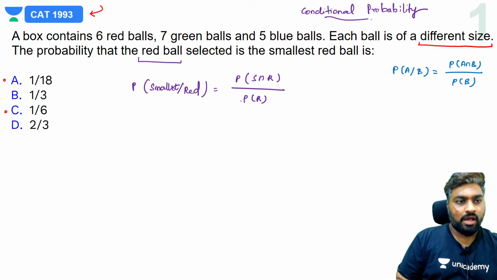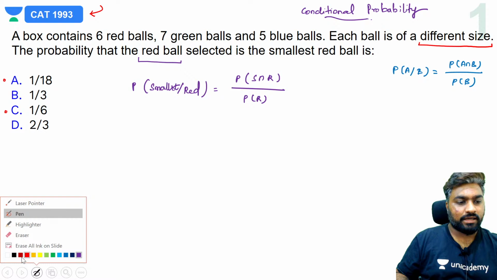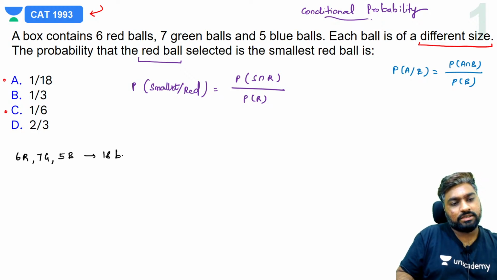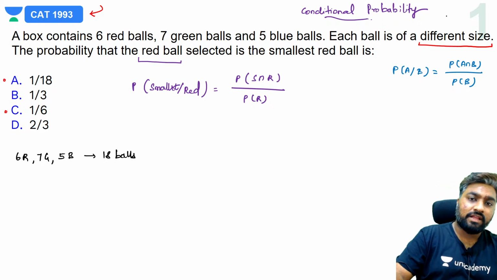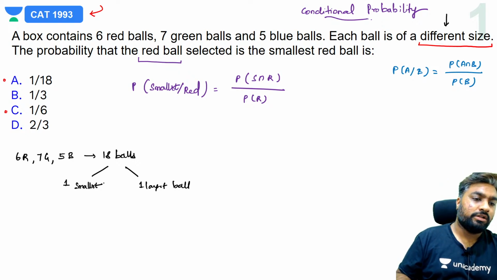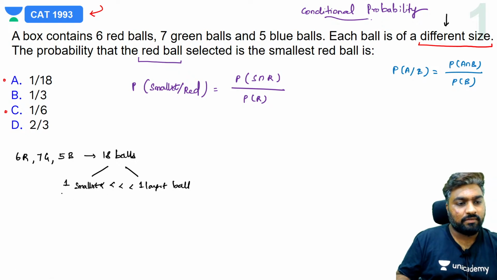Okay. All right, so now let's look at the given condition. What do we have? There are 6 red balls, 7 green balls and 5 blue balls. That is 12 and 6, 18 balls in total. Since all of them are of a different size, there'll be one smallest ball, one largest ball, and the other 16 balls will also not have sizes equal to each other.